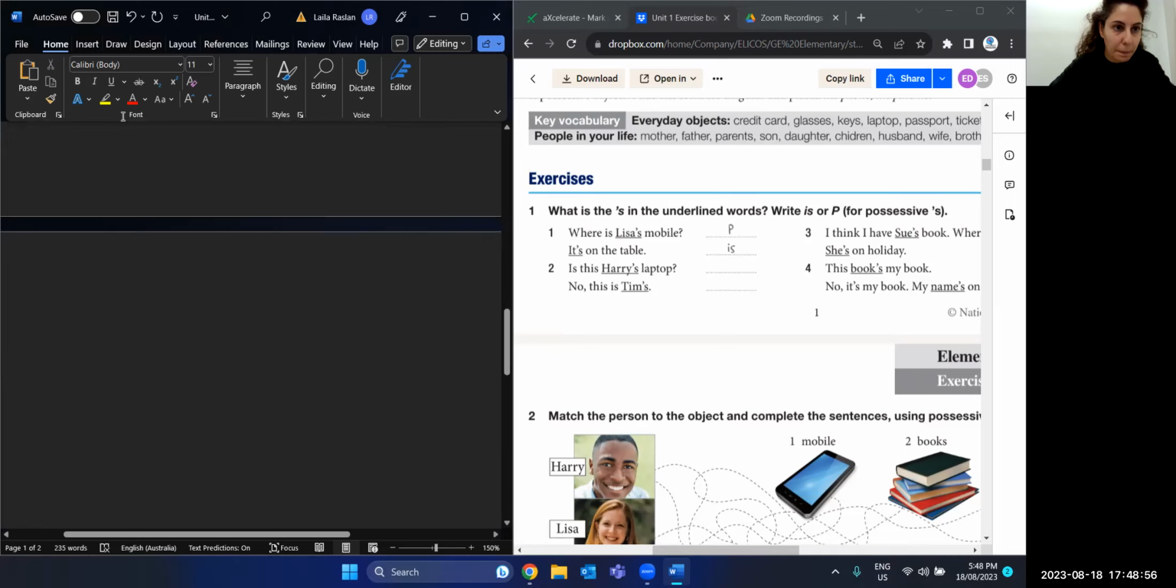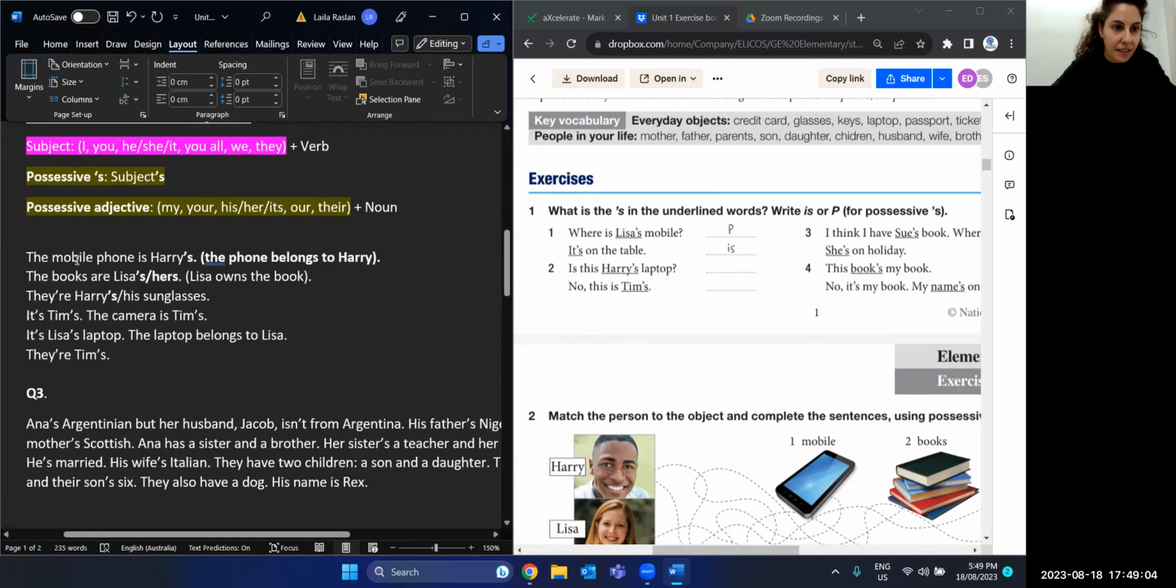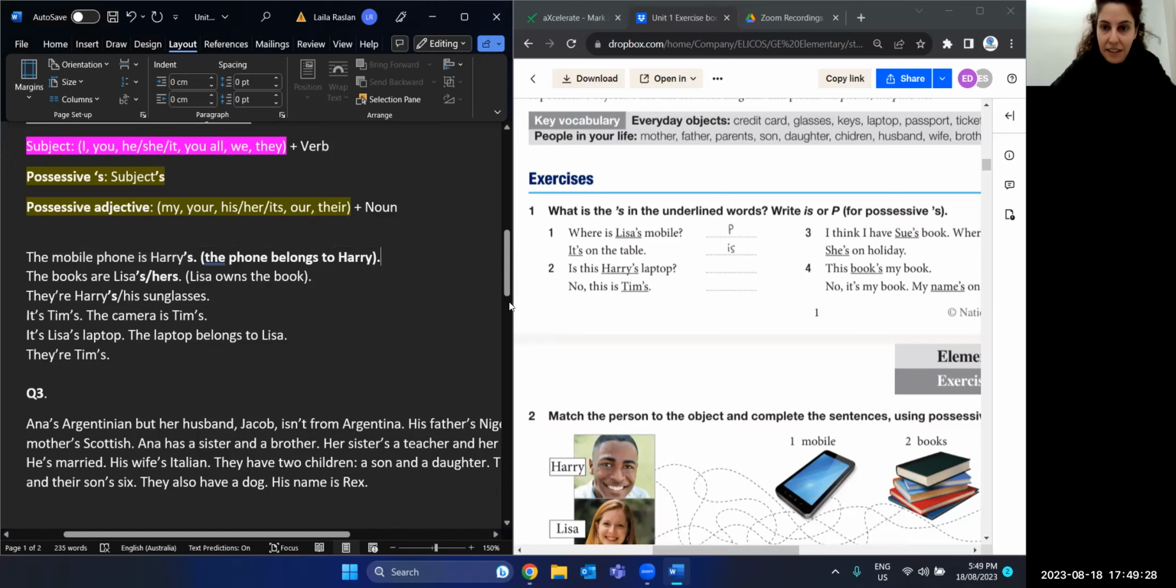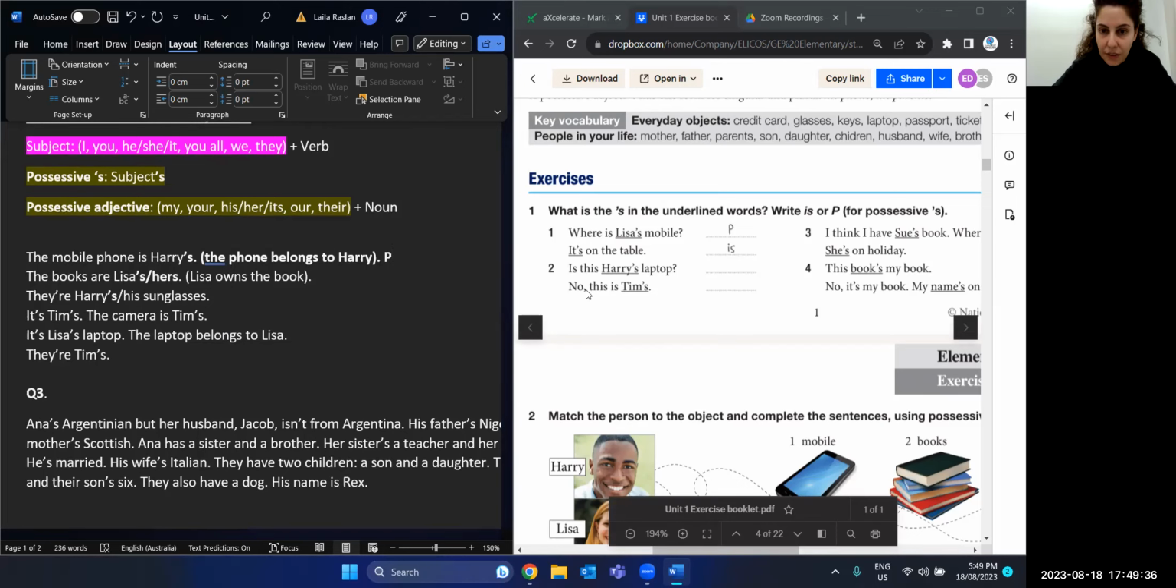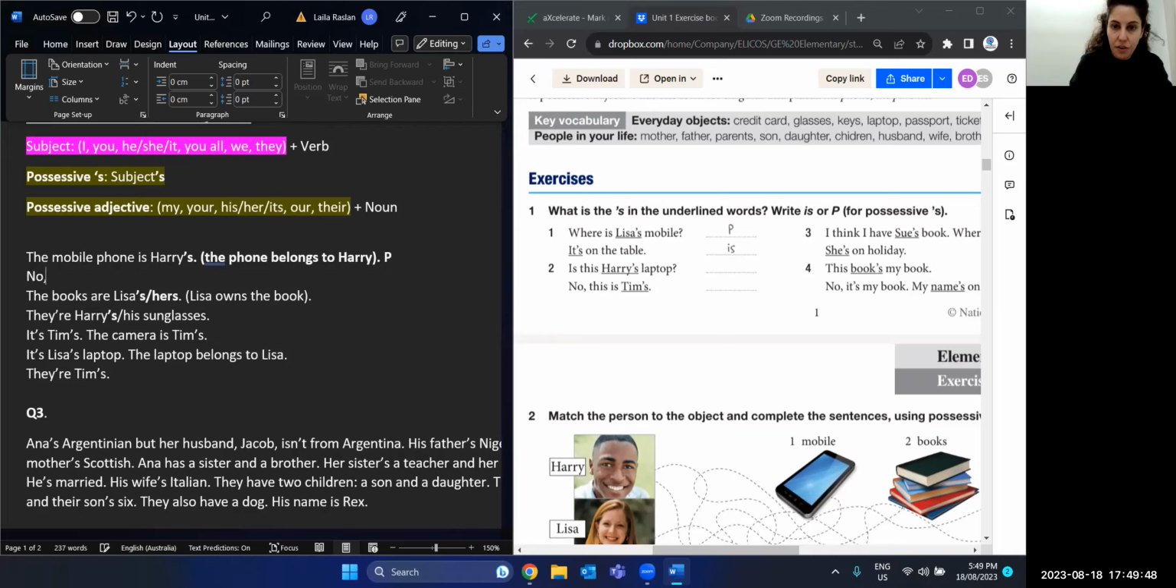So we have, is this Harry's laptop? Possessive. No, this is Tim's. Possessive. P. Yep. Because again, we're talking about Tim. This is his. So in the first one, the mobile phone is Harry's. The phone belongs to Harry. It was using the possessive, so P. The second one, no, this is Tim's, is the possessive. So I'll put a P.